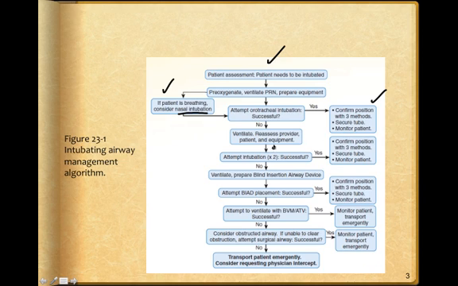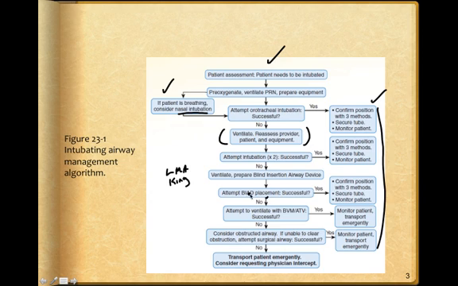If it wasn't, ventilate, reassess provider, patient, and equipment, and we'll talk about that here in a second. After attempt 2, successful? No. Ventilate, prepare a blind insertion airway device, and this would be like an LMA or a King airway. We'll talk about those as well. Attempt the blind insertion airway device placement. Was it successful? Yes or no? And then very simply, most of these over here are, if it was yes, then confirm the position of the airway, secure it, and monitor the patient.